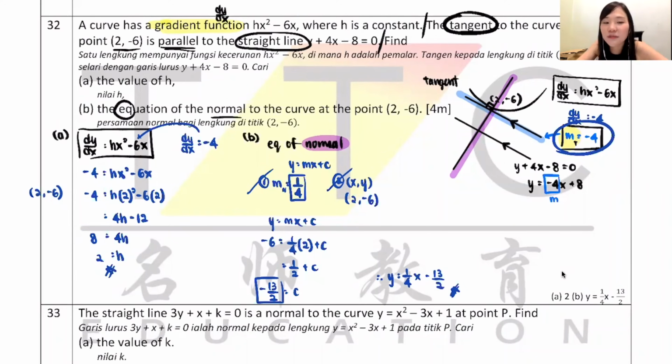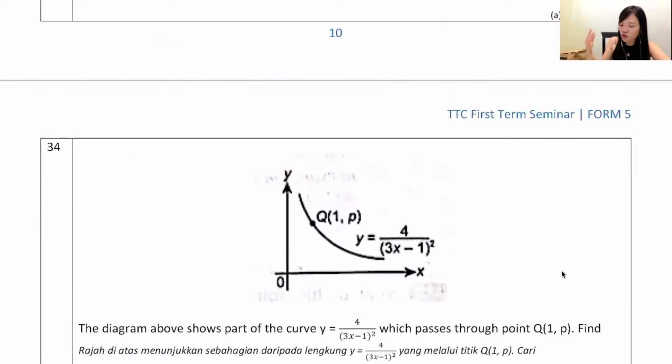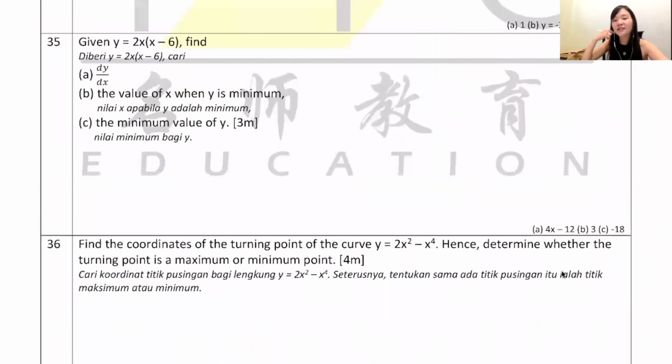Can I do something different a bit? Let's go on. 5, 4, 3, 2, 1. So far, you guys will realize as long as they're talking about tangent and normal, the concept is all like that. So can we do something different? I look at the time, I feel like I was too slow just now.